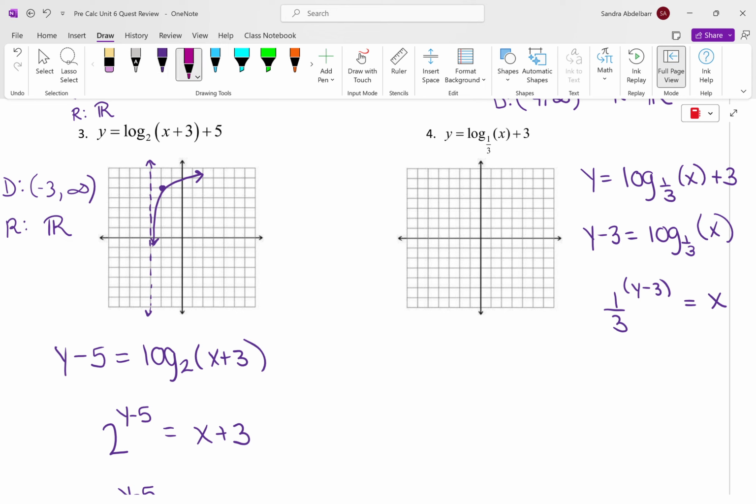So what does that mean? That means my key point for my parent graph is 1, 0. And I'm going to move this key point 3 units up, 1, 2, 3. I'm not shifting left or right because there's no plus h. And now I'm going to have a vertical asymptote 1 unit to the left of my key point. And because my base is a fraction, we are decreasing from left to right. So it looks something like that.